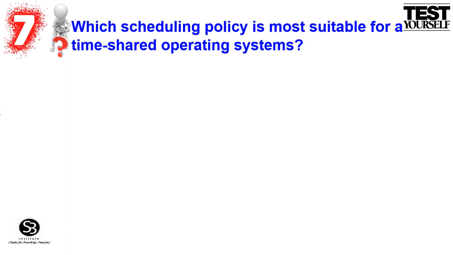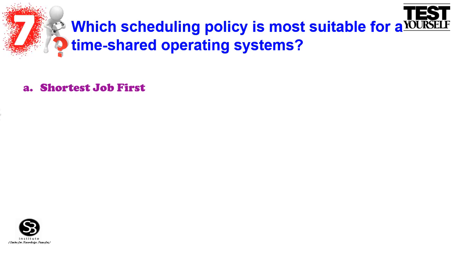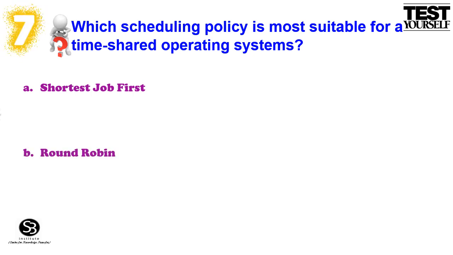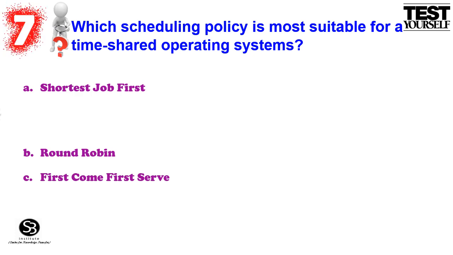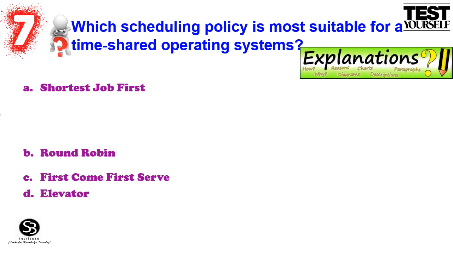Question. Which scheduling policy is more suitable for a time-shared operating system? The given options are: option A, shortest job first. Option B, round robin. Option C, first come first serve. Option D, elevator.